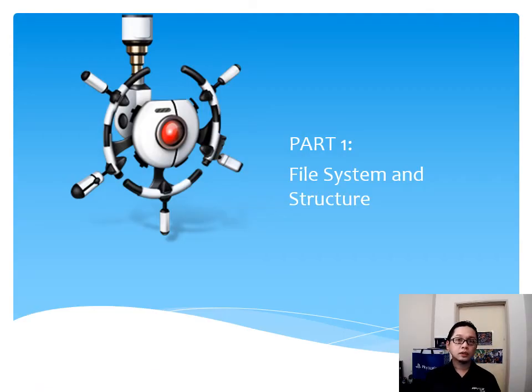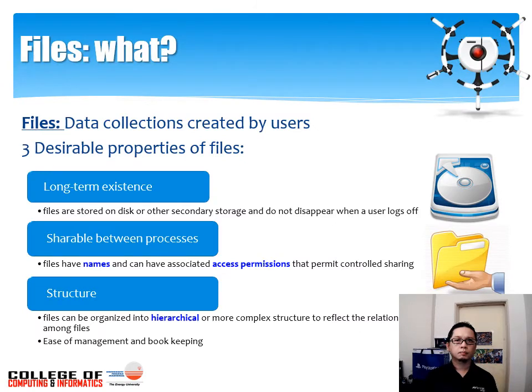So first of all, let's look at the file system and structure. Basically, the structure of a file enables us to store information for the long run. So let's say after we process any data or information, we need to have assurance that those files will be available again next time we want to use them.